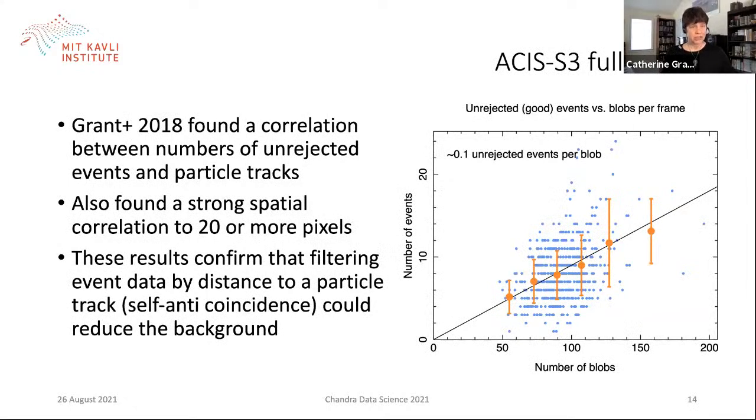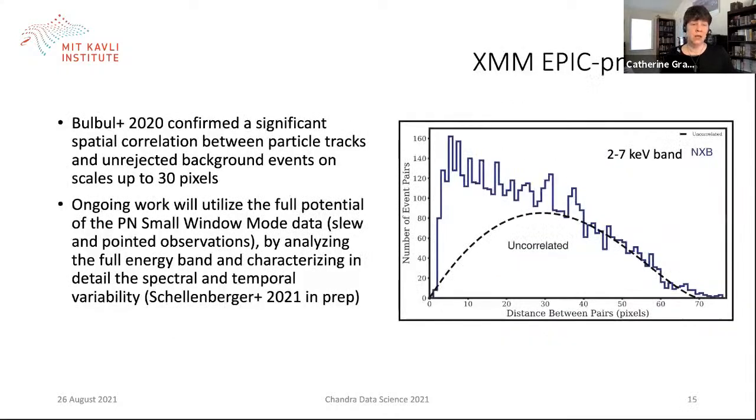So I published in 2018 a correlation between numbers of unrejected events and particle tracks. We also found a strong spatial correlation out to 20 or more pixels from the particle track to the related event. So these results confirm that filtering event data by distance to a particle track, which has been called self-anti-coincidence, could potentially reduce the background.